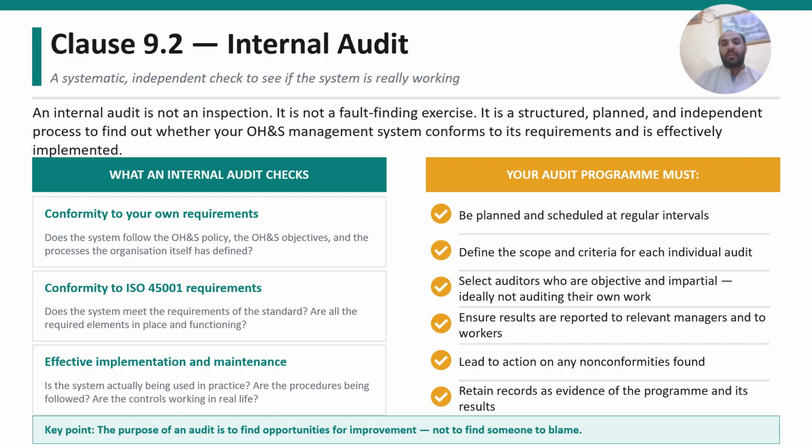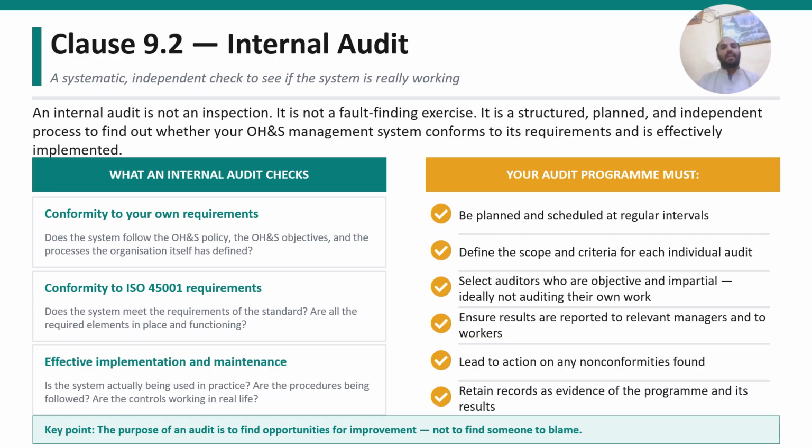The third is whether the system is actually being implemented and maintained in practice, not just on paper. This is often the most revealing part of our audit. The real question is whether the system is applied to the conduct of the day-to-day work of the organization, or whether it only exists in documents.